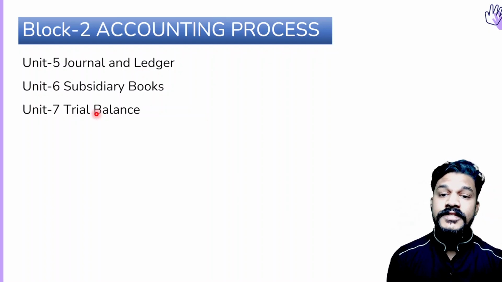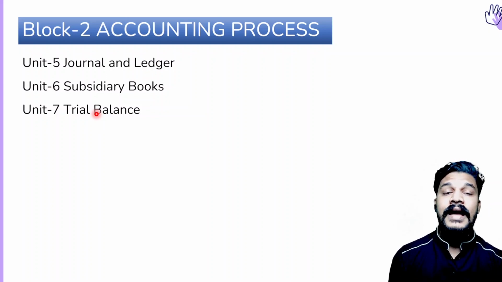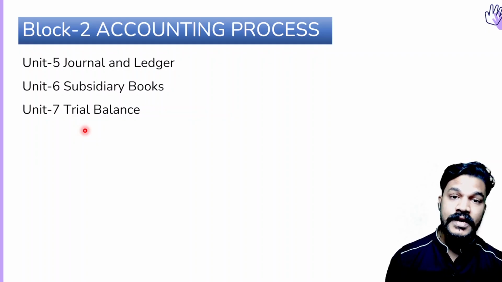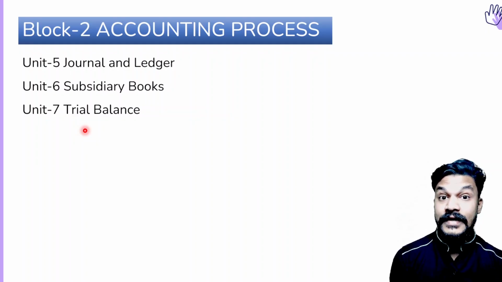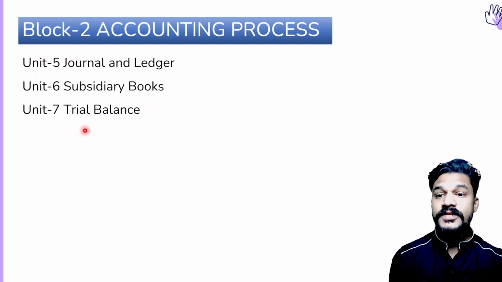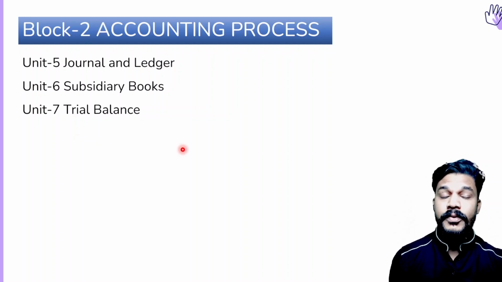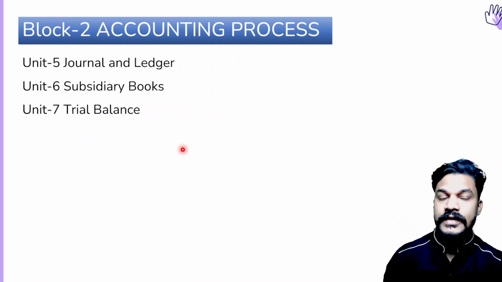And unit 6 is subsidiary books. What are the different subsidiary books that we are going to prepare? And unit 7, trial balance. Trial balance is used as a control procedure. So this block 2 mainly consists of the practical side of accounting.